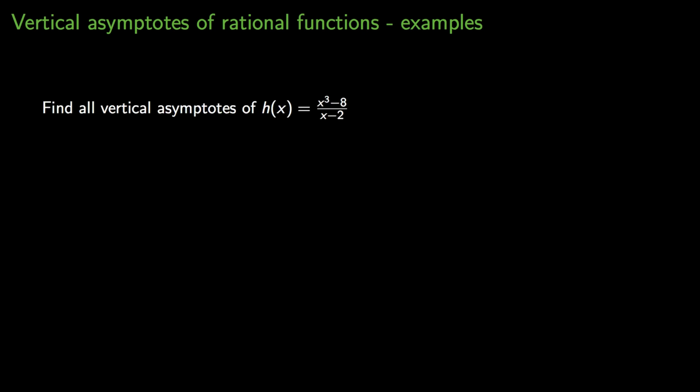My final example, I want to find all vertical asymptotes of h of x equals x cubed minus 8 over x minus 2. And you can see that linear factor on the bottom, and you're like, ooh, maybe x minus 2, maybe x equals 2 is an asymptote. But up top, it's kind of hard to tell that x minus 2 might or might not be a factor. Well, you don't get out of the work here. You have to do the work of factoring out that polynomial as much as you can.